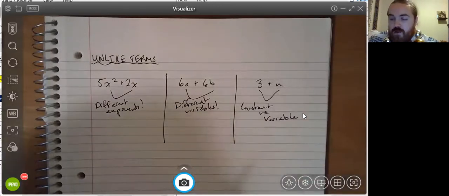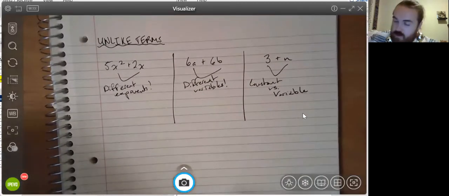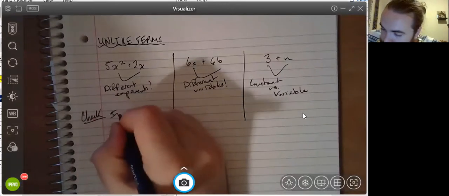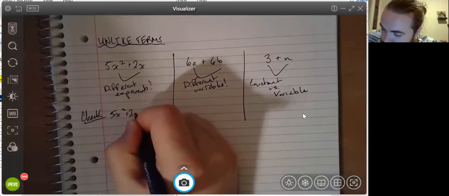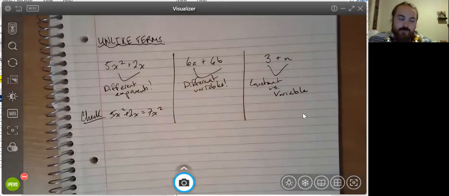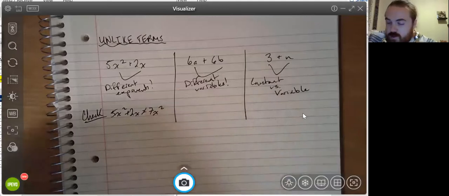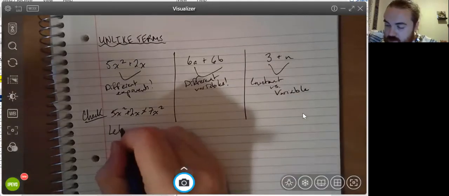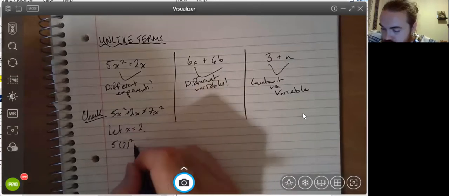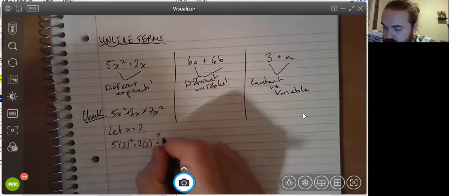All right, well, let's check both of these, and let's check a common mistake. I could see someone doing 5x squared plus 2x and thinking that it equals either 7x squared or 7x. Either way, this shouldn't work, but we have to check this out. Let's substitute. Let's say x equals 2 here. That means we have 5 times 2 squared plus 2 times 2. And we're going to see, remember, question mark, what equals 7 times 2 squared.